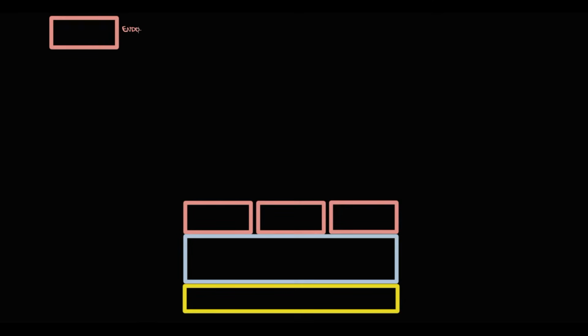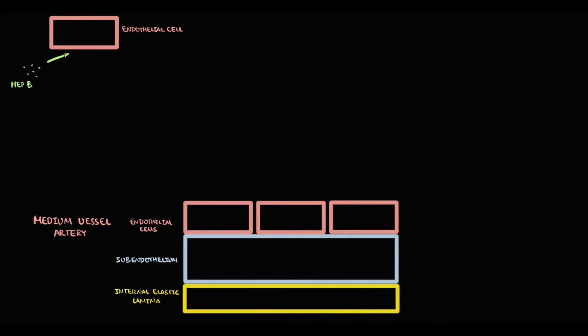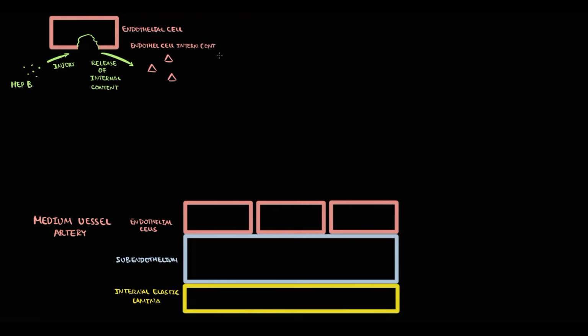So on top we have an endothelial cell somewhere in our organism, and in the bottom we have a medium-sized artery. As any artery, it has endothelial cells, subendothelium, and internal elastic lamina. The most common trigger of polyarteritis nodosa is hepatitis B infection. The reason is that in some cases, hepatitis B infection can cause severe injury to endothelial cells of the blood vessel. With injury, the internal content of endothelial cells and subendothelial matrix becomes exposed, and usually this does not happen.